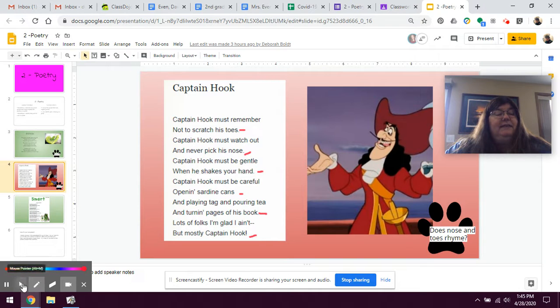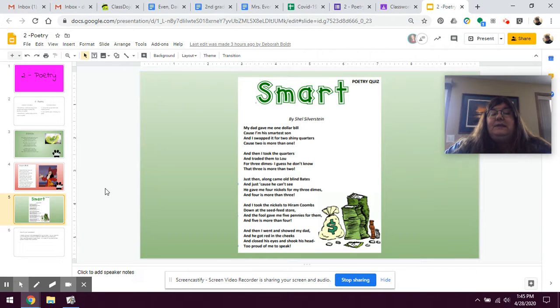All right, so that leads us to the last poem. And this poem I'm just going to read to you because when we're done here, you're going to open up the other Google document, which is called Google Forms, and I have a little quiz for you about this poem. This poem is called Smart.